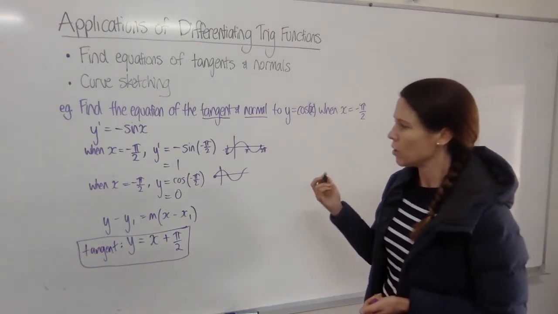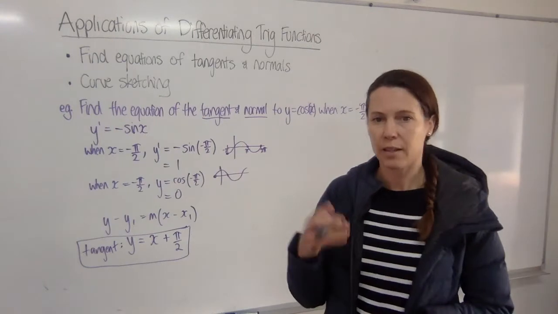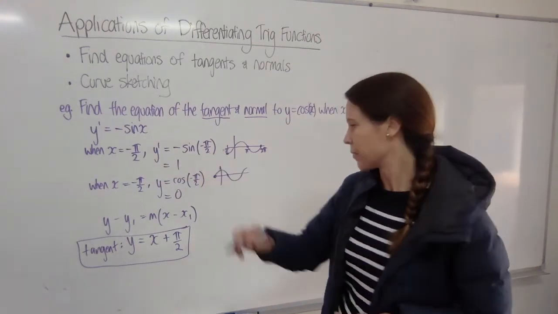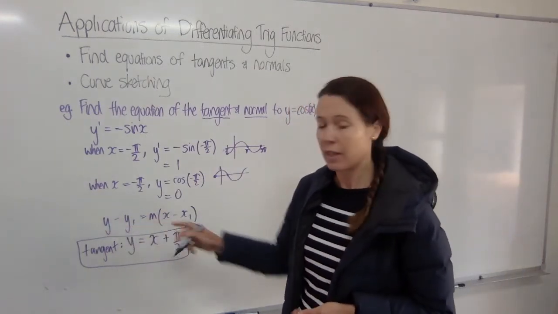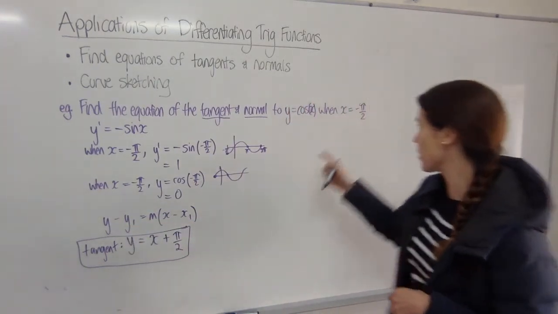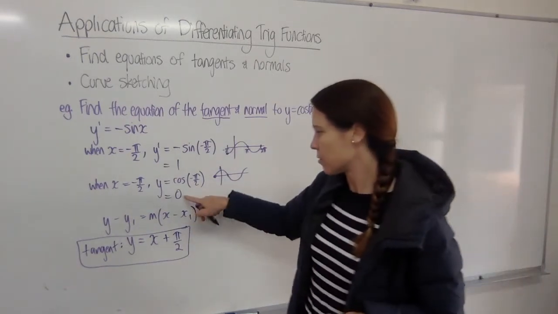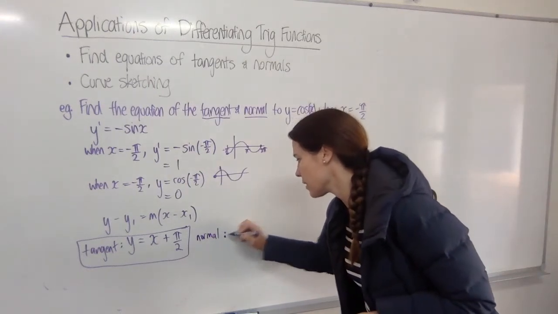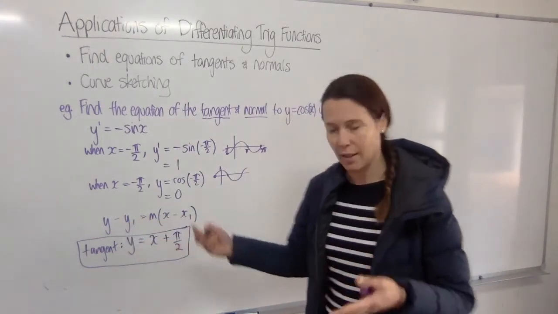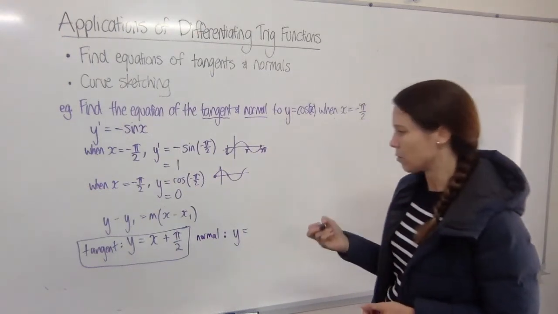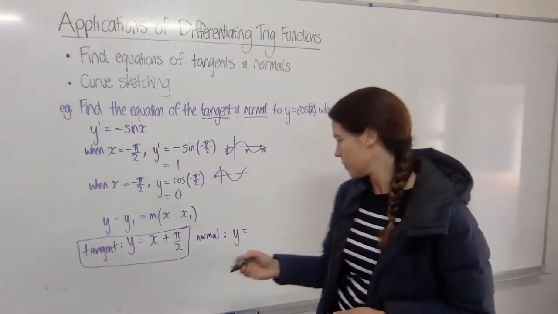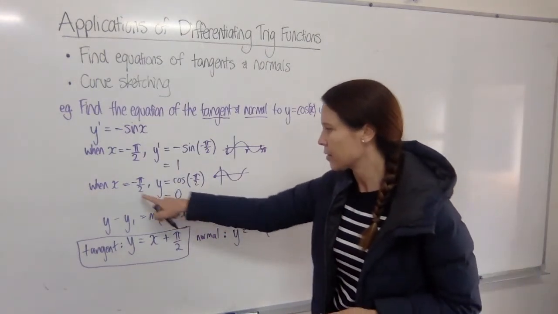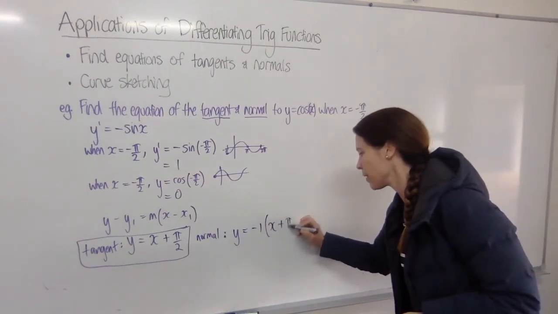Now to find the normal. Well, the normal will have a gradient that is the negative reciprocal of the tangent's gradient. So it won't be 1, it will be minus 1. So now I can throw it into this same formula. It's got the same point exactly, because when x is minus pi on 2, y is still going to be 0. So now I can say the normal, I can probably just go to writing it straight down. I've got y minus nothing again, that's just y, equals, now my gradient is negative 1. And then I have x minus pi on 2. So I've got my x plus pi on 2 again.